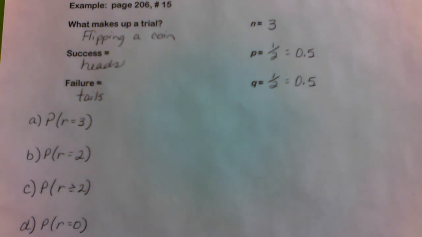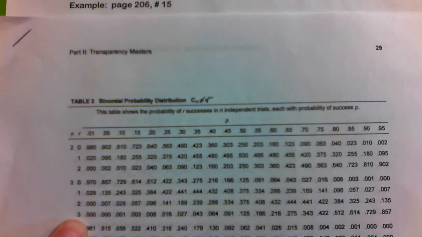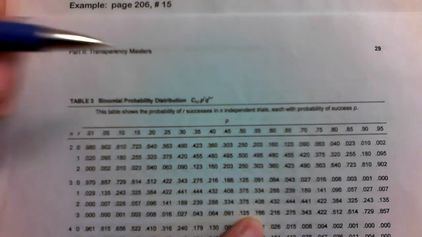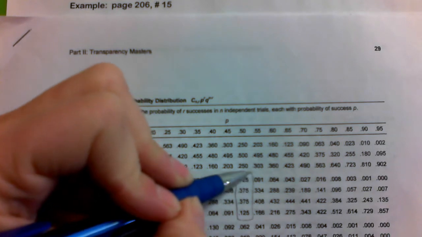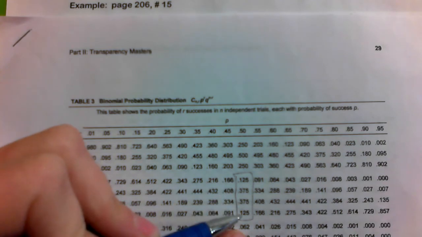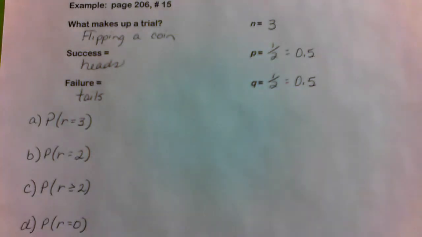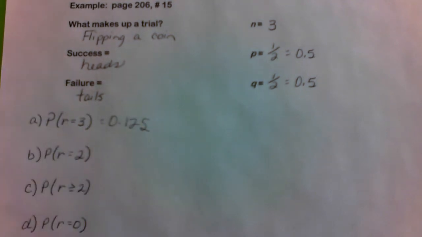So I'm going to go to my table. N is 3. So here's where N is 3. I want 3 successes. And P is 0.5. So come over here to where 0.5 is, and it's this column right here. See, here's 3. There would be 0 heads, 1 head, 2 heads, 3 heads, so 0.125. That is the probability that when you flip a coin, it's going to come up heads, heads, heads.